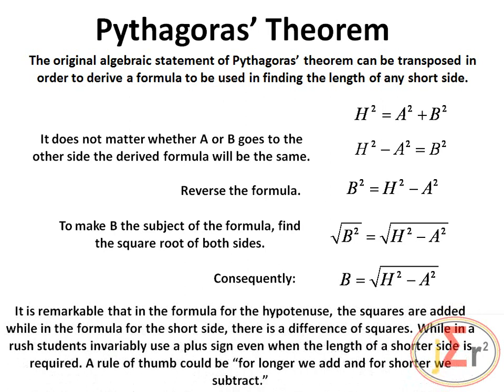It is remarkable that in the formula for the hypotenuse, the squares are added, while in the formula for the short side, there's a difference of squares. While in a rush, students invariably use a plus sign even when the length of a shorter side is required. A rule of thumb can be, for longer, we add, and for shorter, we subtract. That means if we're going to find the longest side of a triangle, we need to add. If we have the longest side and we want to find one of the short sides, then we subtract.